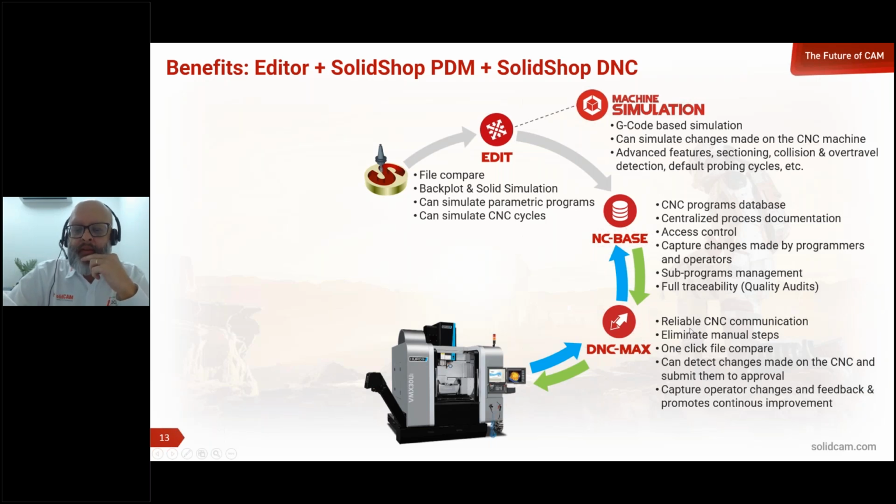But here we have DNC Max, and you can see that we have the arrows in blue and green, meaning we have bidirectional communication. So any change happening on the machine or any change happening in the office, they are fully tracked in both directions. You can capture operation change. Operators can provide feedback to programmers from the shop floor.